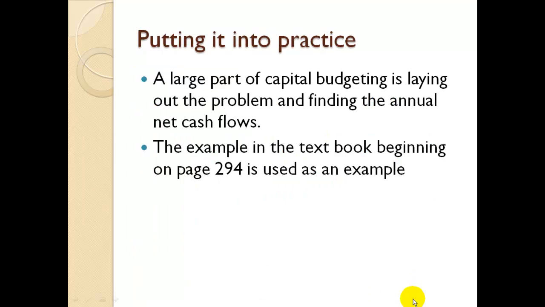So putting it into practice, a large part of capital budgeting is really finding out what those annual net cash flows are. There's an example in the textbook beginning on page 294, and we're now going to show you how to set up a spreadsheet to use that example, and then your homework assignment is going to use that spreadsheet. One of the differences is that the example in the book assumes slightly different depreciation rates than would normally be found in IRS tables, and so I'm going to show you how to do it assuming those depreciation rates. But you can find the IRS ones in your book on page 85, and those are the ones that you'll have to use for the example.